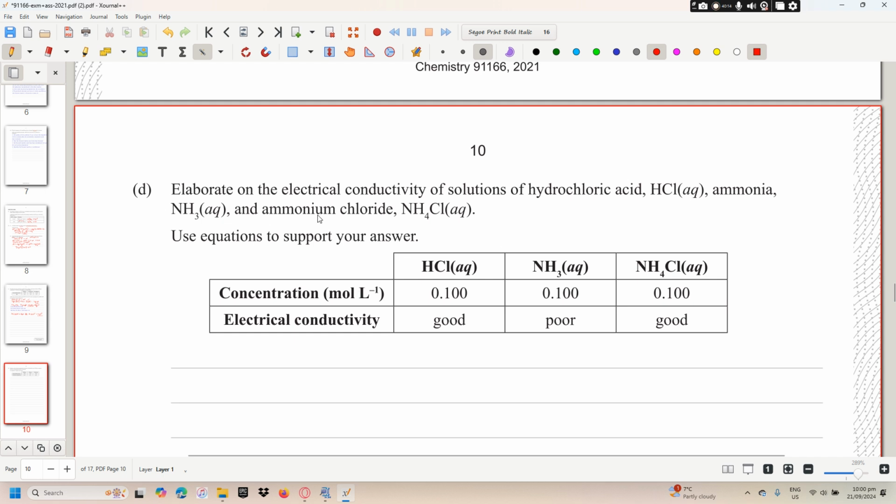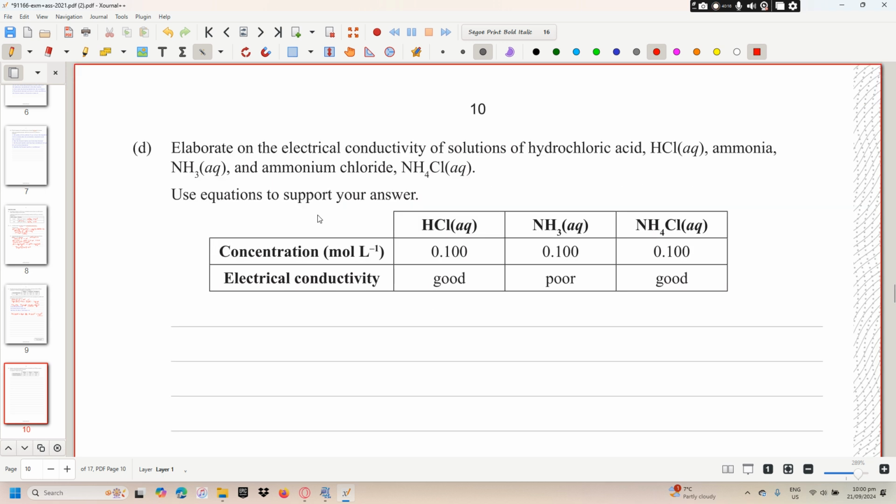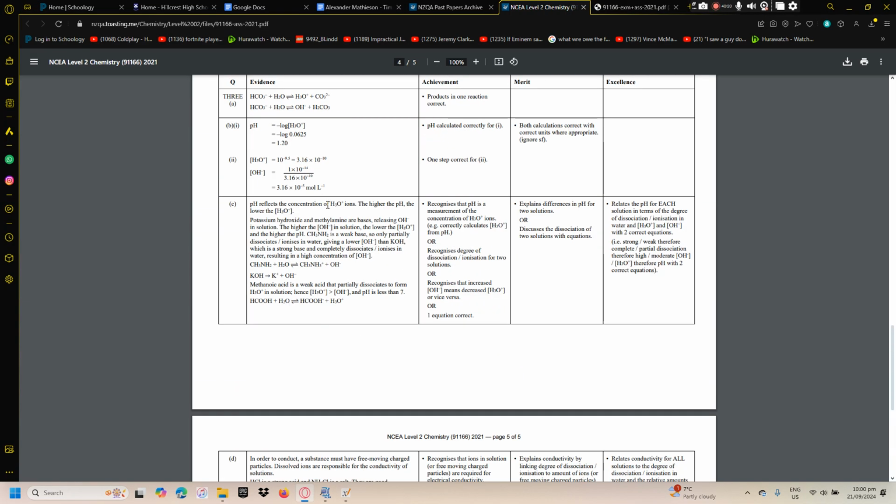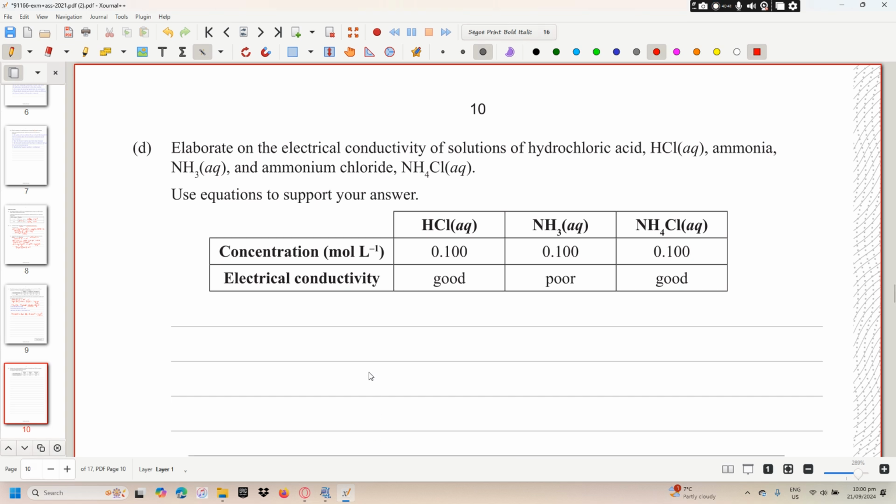Alright. And then the electrical conductivity question. Pretty easy. Yeah, pH fits the concentration of H3O plus ions. That's a good starting sentence. Yep, so they've got the partial dissociation, they've got this equilibrium. You see the difference between the double arrows and the single arrow. And so on. All good.